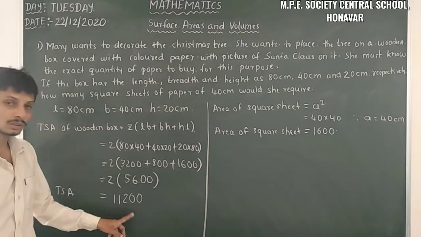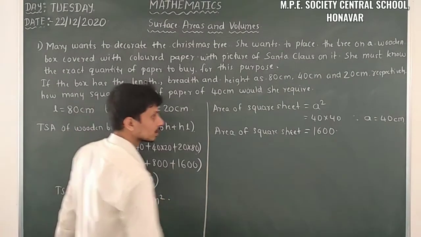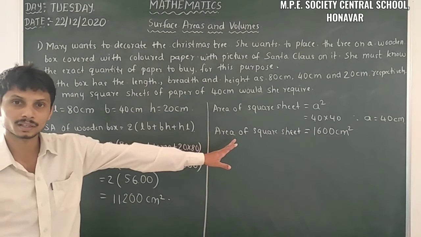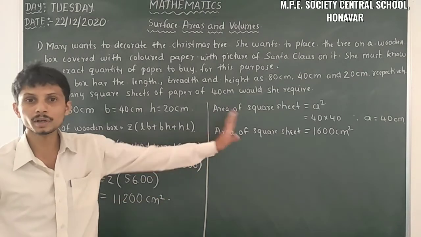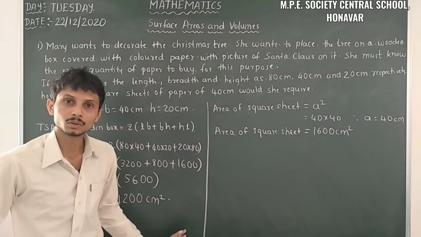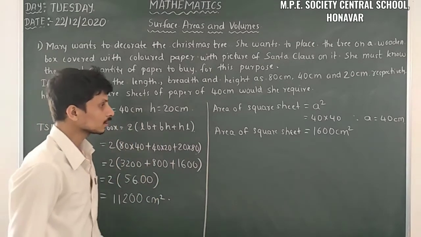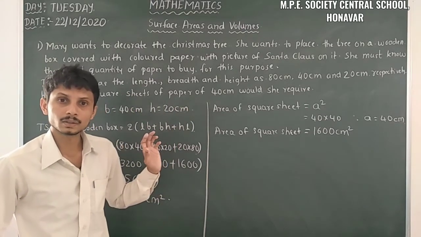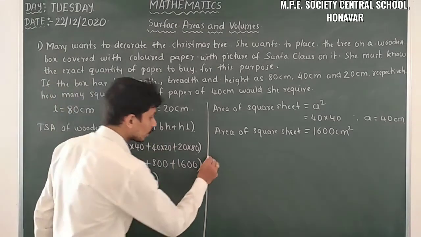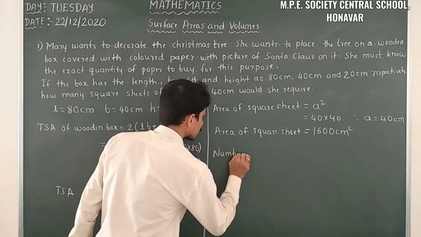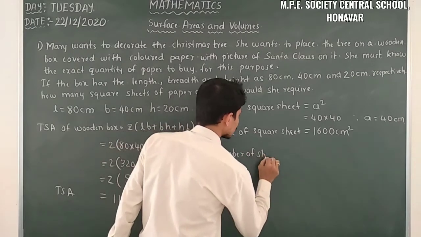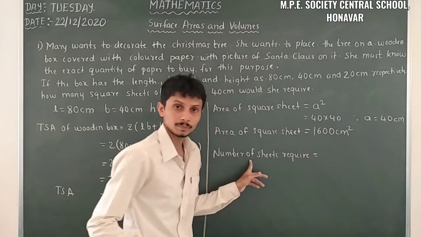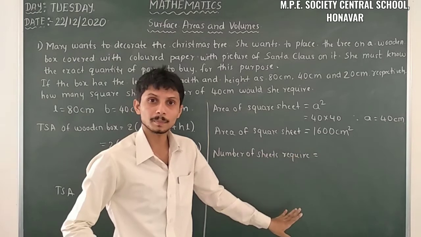Here 11,200 is also in centimeter square. So here also we have to write the unit, centimeter square. In both cases you have to write centimeter square. Don't neglect the unit, you have to write the unit here, otherwise you will lose marks. Then we have to find the number of things. Now how many sheets are required for this purpose we have to find out. The number of sheets required is equal to total surface area divided by area of individual things.